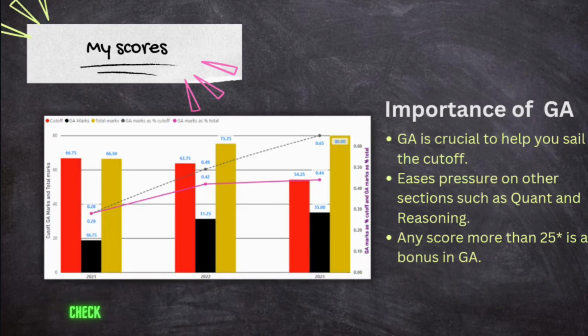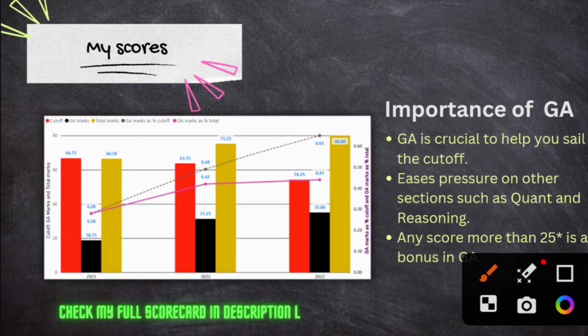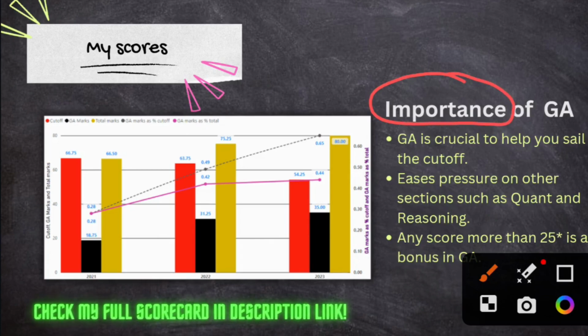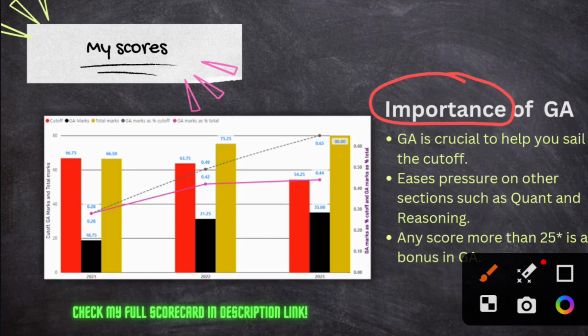The best way to share my experience would be to give you an overview of my overall scores as well as GA scores. To begin with, first I'll give you an analysis of my scores and why GA is important to clear phase 1 of RBI Grade B.